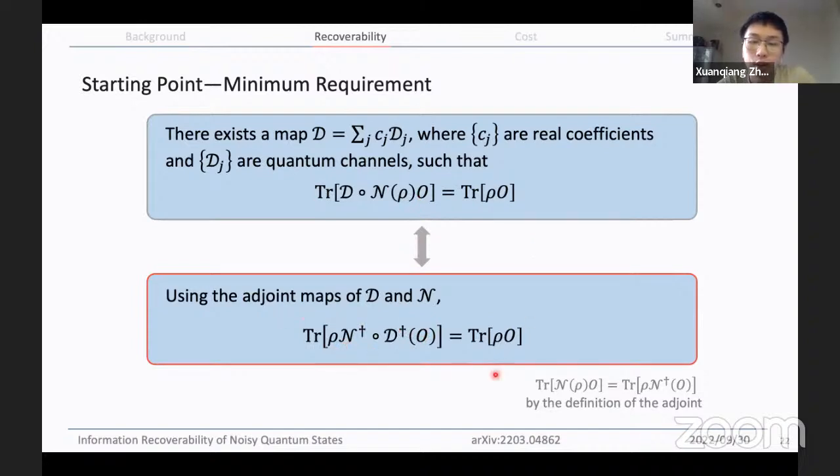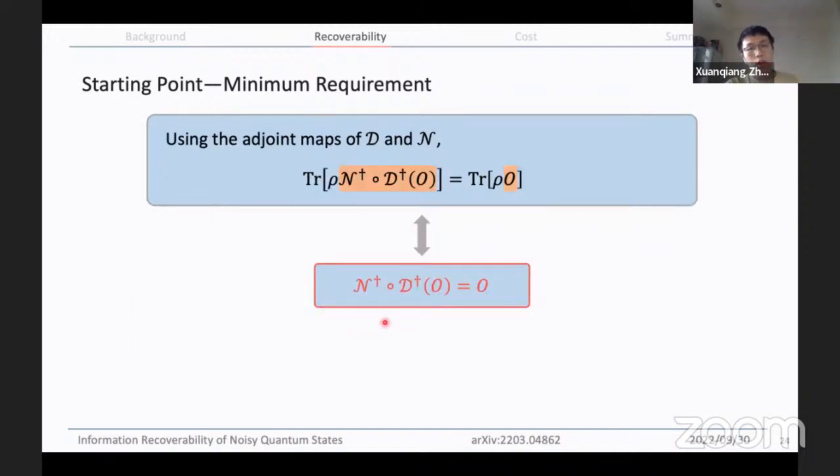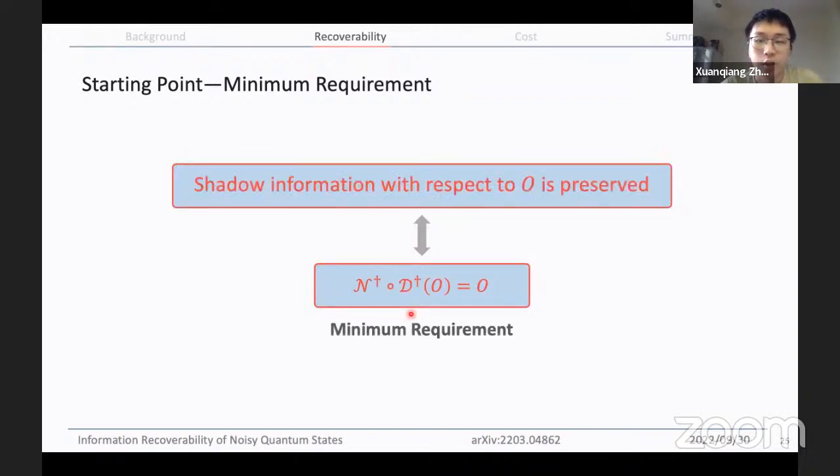If we want this equation to hold for an arbitrary quantum state rho, then we observe that the two parts highlighted in the orange boxes should be equal. So now we arrive at a minimum requirement for a piece of shadow information to be recoverable, or equivalently to be preserved. That is, N dagger D dagger O should be equal to O.